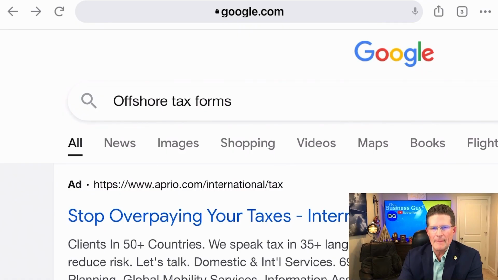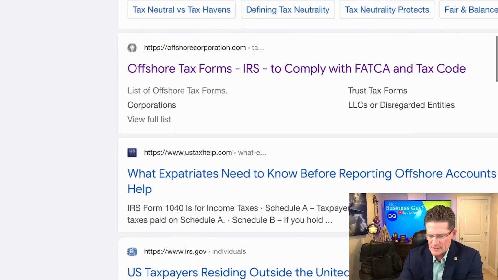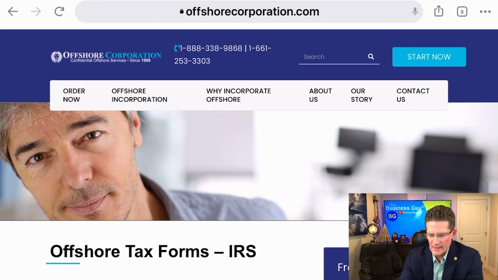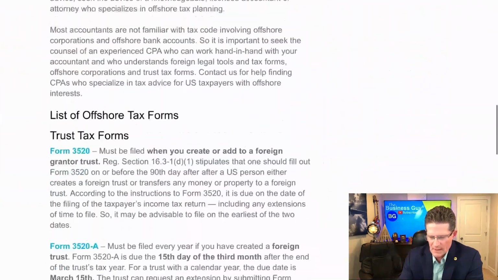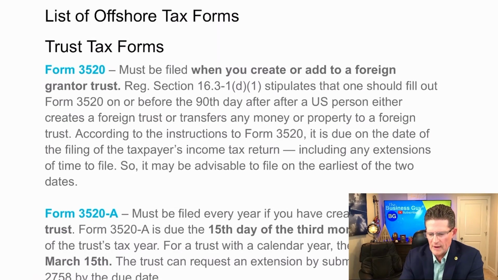Okay, we start off by typing offshore tax forms in Google, and when we do, at least on my browser, our own website comes up as the number one site that's not an advertisement. So let's go ahead and click on this and see what we get. Okay, so as we scroll down here, let's take a look at the first tax form listed. This is the 3520 form.